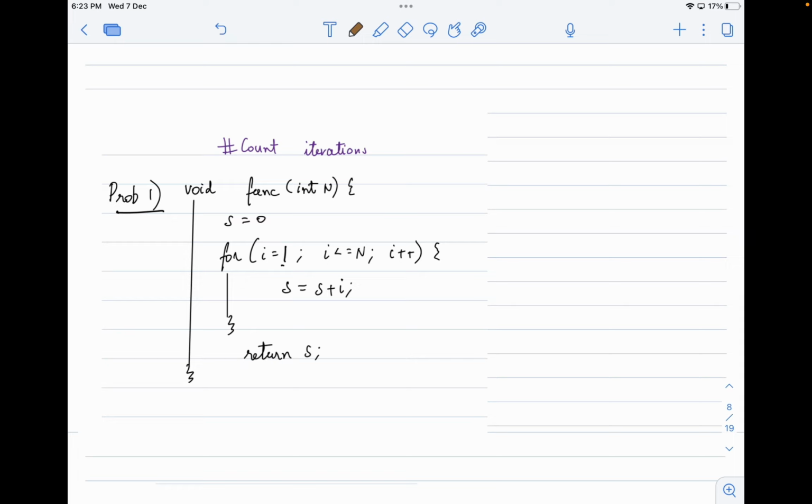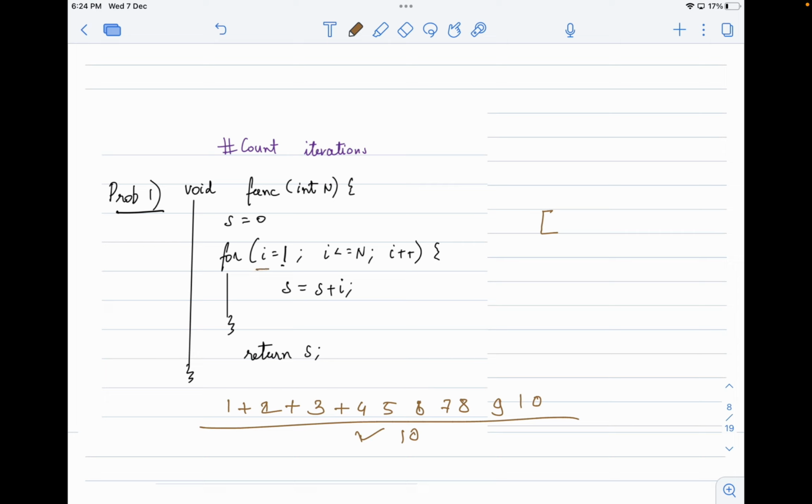So let's just talk about this. It is a single loop, which means one iteration happens after another. We are just following a GP: 1, plus 1 is 2, plus 1 is 3, 4, 5, 6, 7, 8, 9, 10. If n is 10, how many iterations are happening? Nothing but 10.